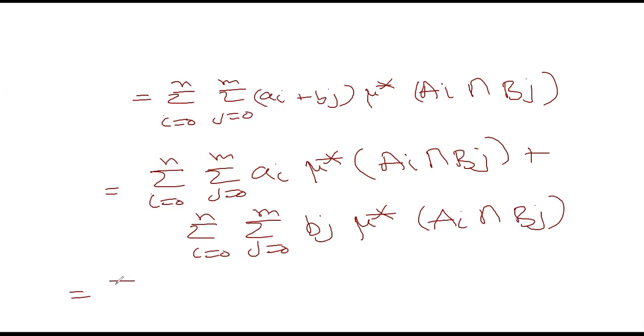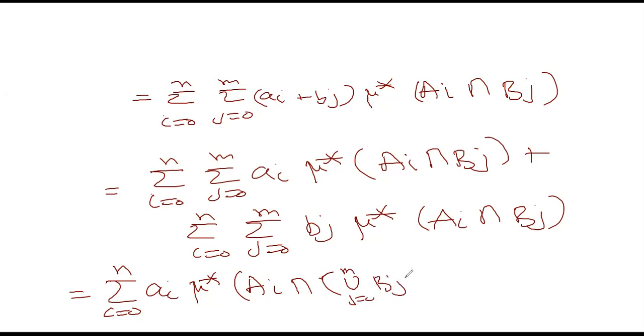So I can write this as summation i runs from 0 to n, a_i into this sum, summation j runs from 0 to m. This sum will be equal to, because the b_j's are pairwise disjoint, summation with respect to j can be written as mu star of the union with respect to j. So I can write this as mu star of a_i intersection union j runs from 0 to m of b_j, okay.